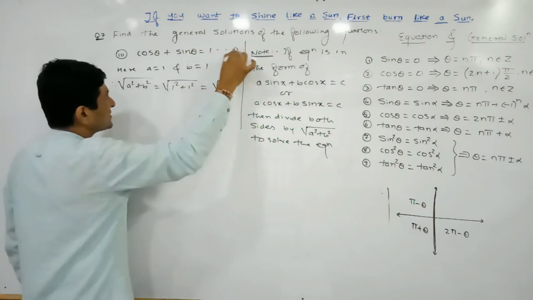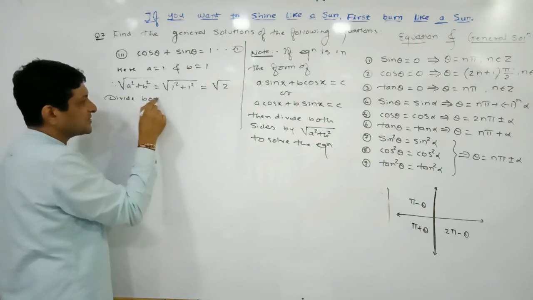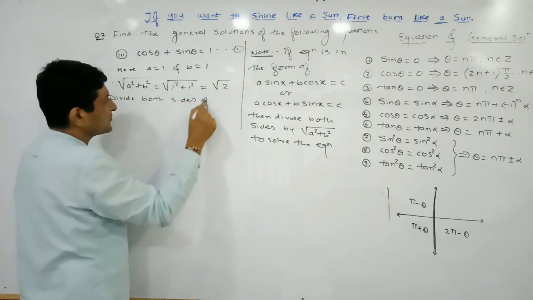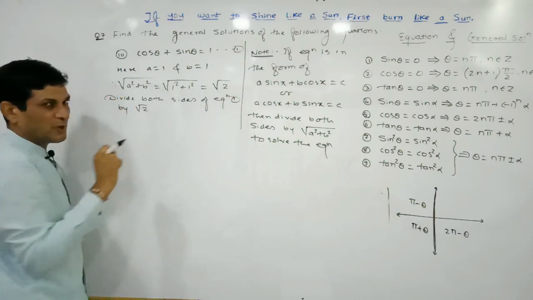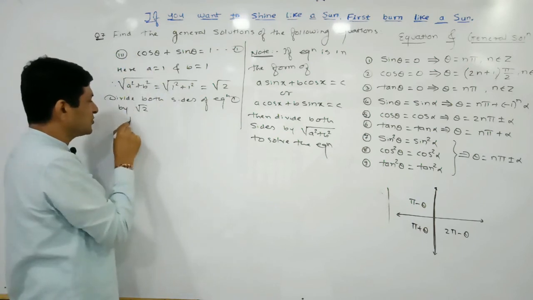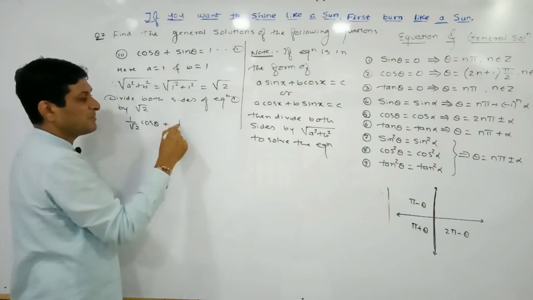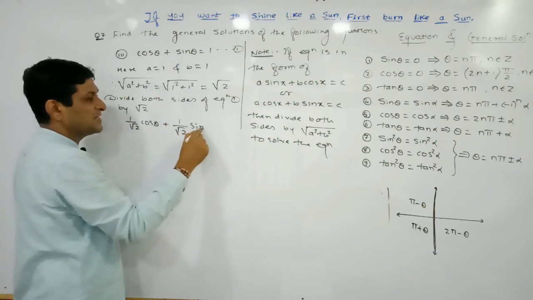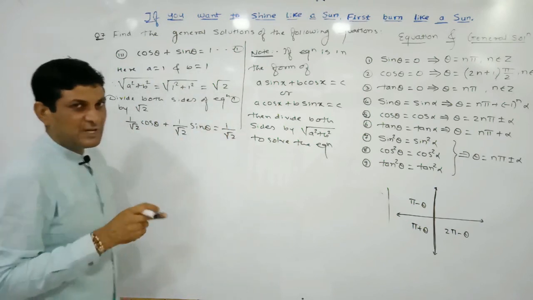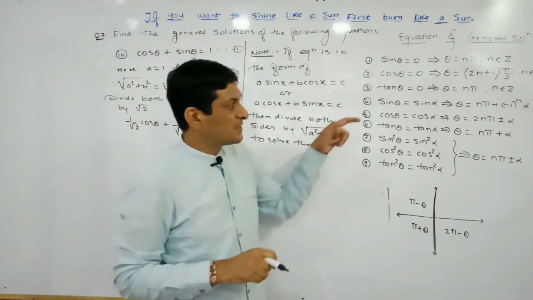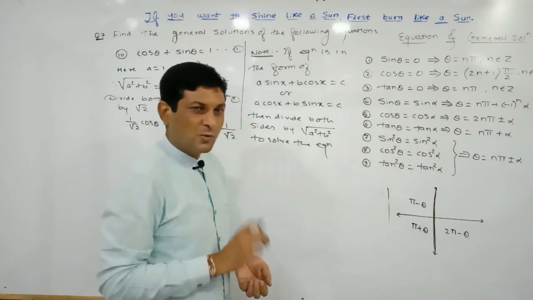Let us denote this equation by equation number one. So divide both sides of equation one by root 2. Let us see what we will get here. If I divide here by root 2, we will get 1 by root 2 cos theta, plus 1 by root 2 sin theta, and on this side also we will get 1 by root 2. After this, we will have two choices. Either convert the terms in the form of the formula sin theta is equal to sin alpha, or cos theta is equal to cos alpha.